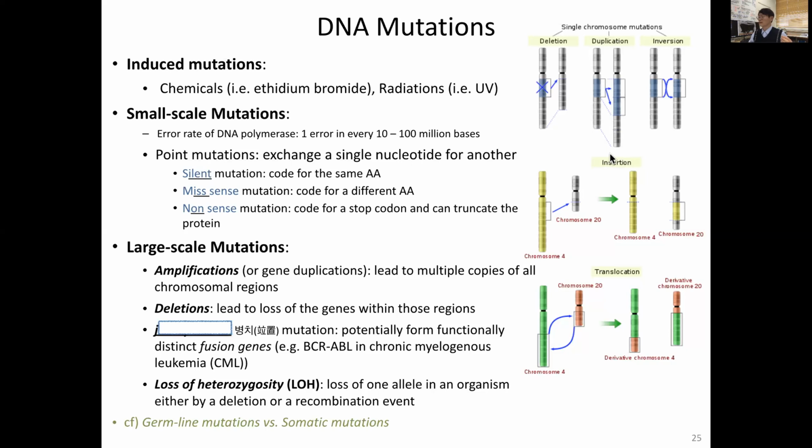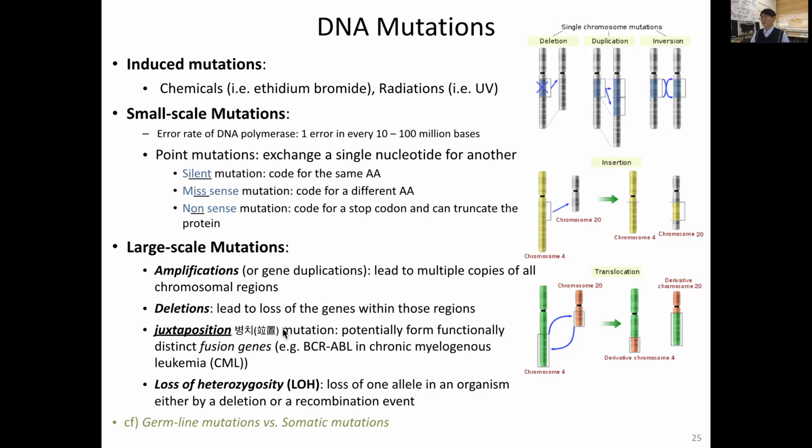Also, there's insertional mutation. Let's say chromosome number 4 and chromosome number 20, and some part of this region can be cross-linked and inserted here like this. That's insertional mutation. And there's also translocational mutation. If chromosomes 4 and 20 exchange parts with each other, this can be translocated. That can cause a big problem.